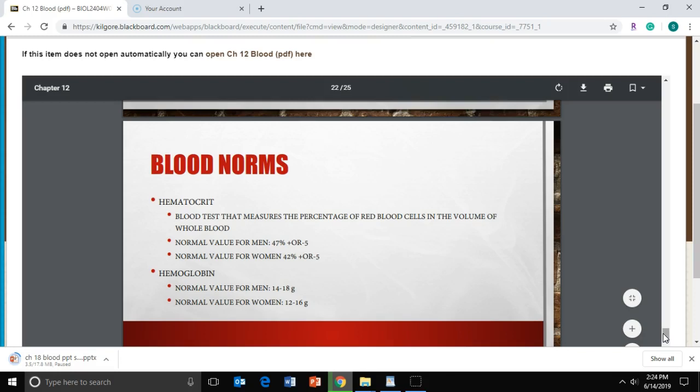For hemoglobin, instead of just looking at the percentage of red blood cells in whole blood, now we want to know how many grams of hemoglobin are there in a certain amount of blood. So normal values for men, 14 to 18 grams. Normal value for women, 12 to 16 grams.